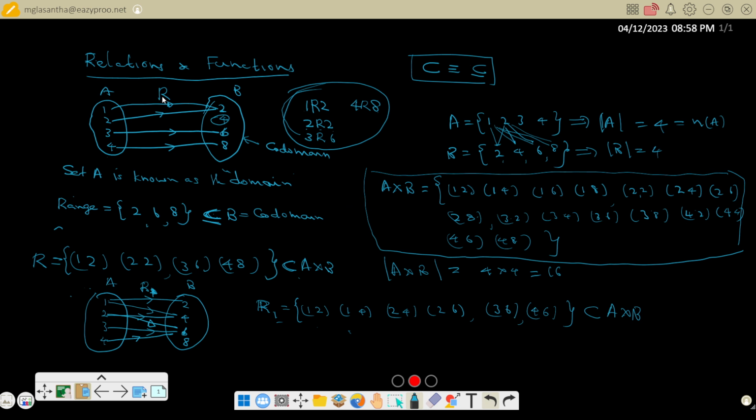Now you see this R is related to A. How is this element related to 2? 2 is related to 2. 3 is related to 6. 4 is related to 6. So the same relationship you can express like this, no? From this set. The same pair of elements. So here you wrote R belongs to 1, 2. 1, 2 is this. 2, 2 is this. 3, 6 is this. 4, 8 is this. So it is a subset of A cross B.